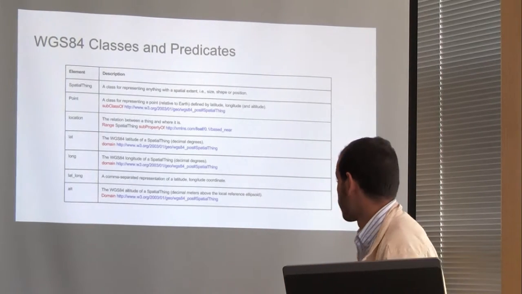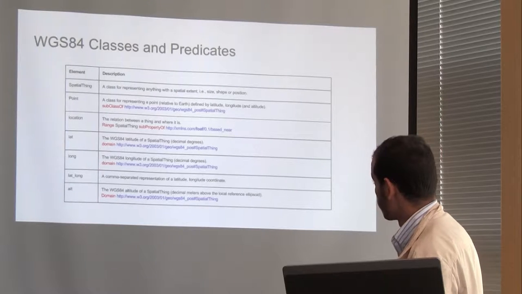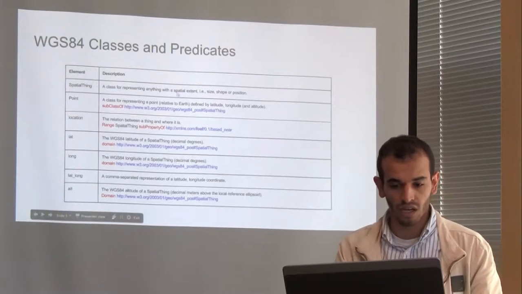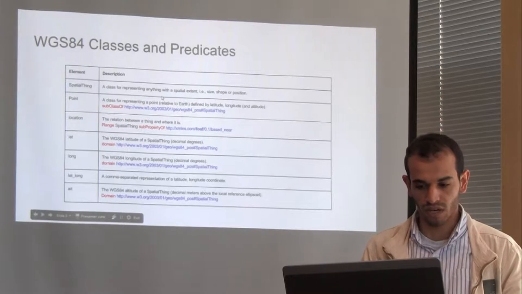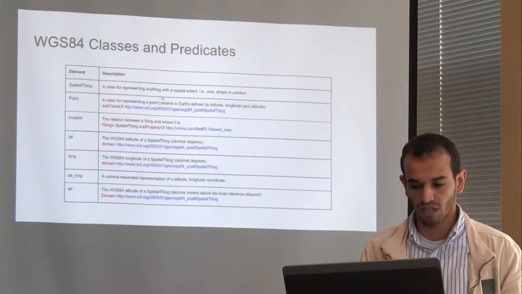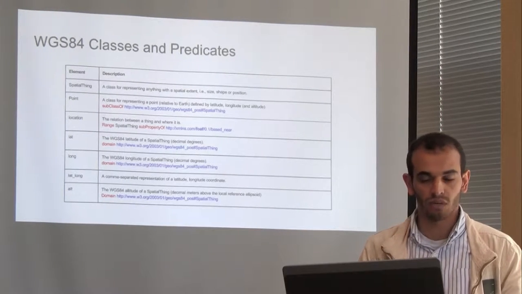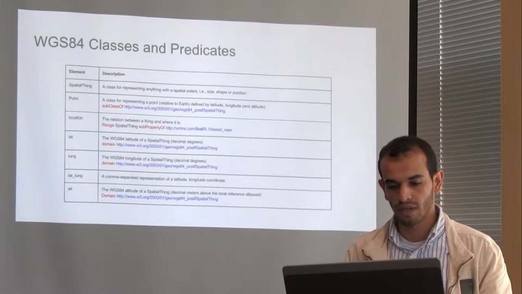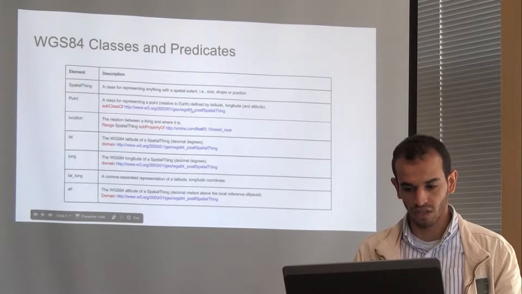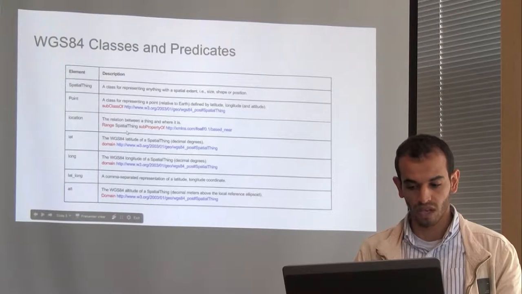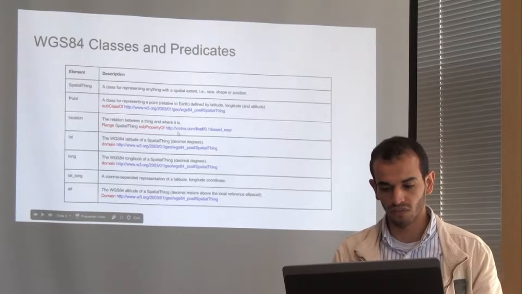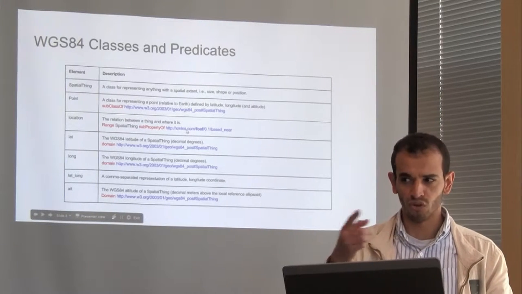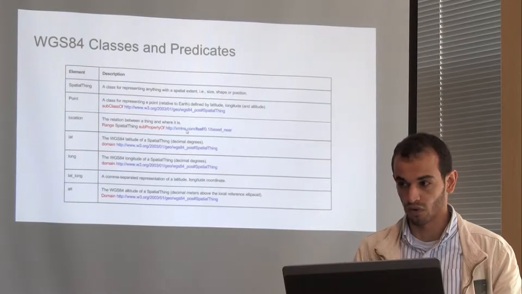The classes and predicates of this vocabulary are: SpatialThing, which is a class that represents anything with a spatial extent, the size, shape, or position. Point, which is a class for representing a point, given its latitude and longitude, and which is a subclass of SpatialThing in this vocabulary. And location, which is the relation between a thing and where it is. The range of it is SpatialThing, and it's a sub-property of FOAF, which is, I don't know who's going to present the FOAF vocabulary.